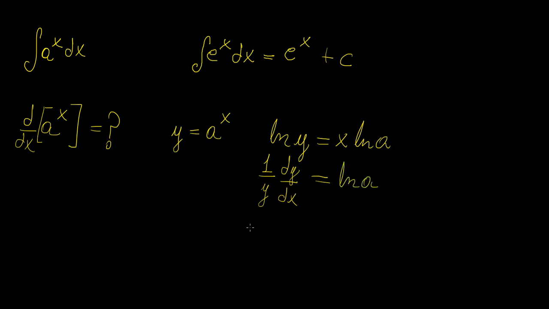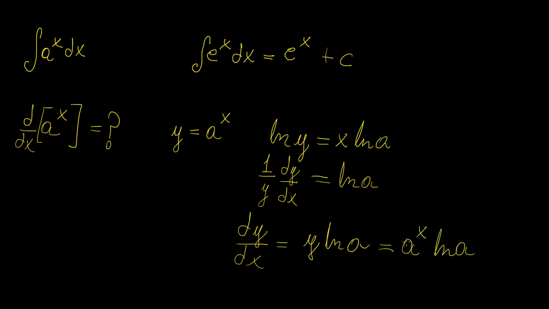Now what you can do is say, okay, let's say I have dy over dx, and I make this equal to y times natural log of a. But this is not a function of x, which is what you wanted originally. So how about we just substitute y back in here, and this gives us a to the power of x times natural log of a. This essentially works for any kind of number a. So the function remains the same, but you multiply by the natural log of a.